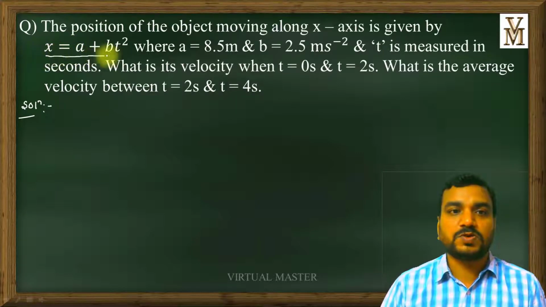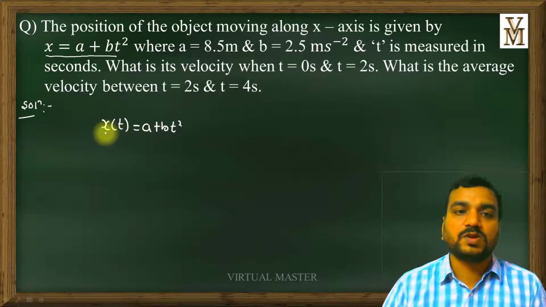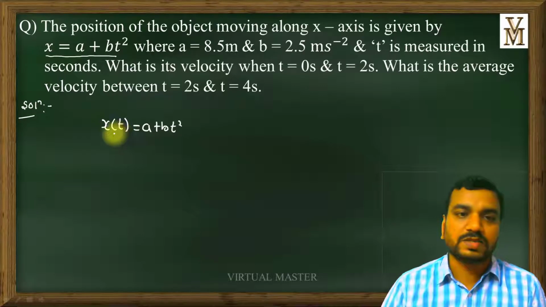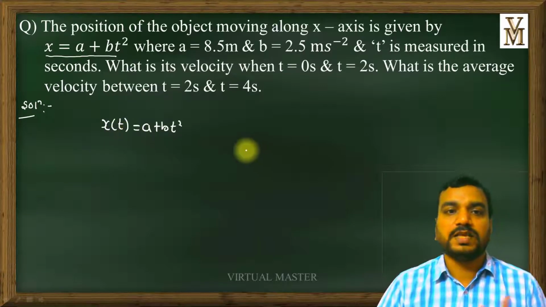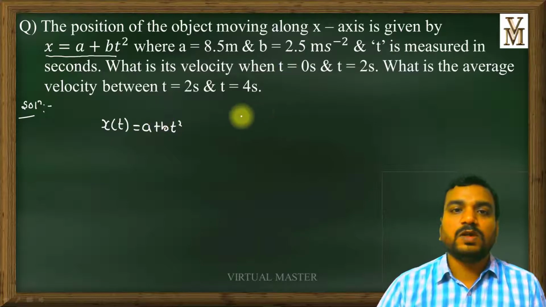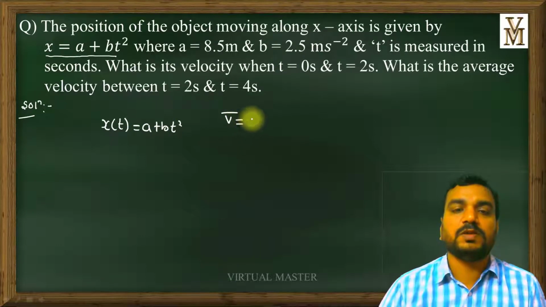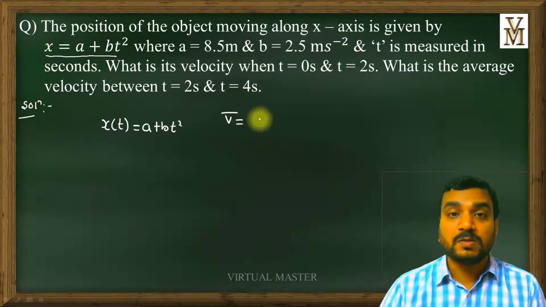That is x is equal to a plus bt square. I can write it as x of t is equal to a plus bt square. Though in the question he has not given x of t, but you can write x of t also. Okay, that is position is given as a function of time. Now we know the formula for average velocity, that is average velocity v bar will be equal to change in the position divided by total time taken.